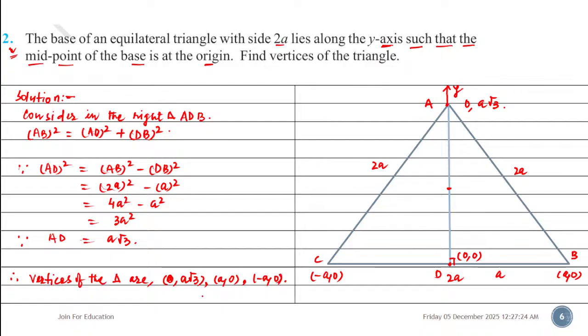So hope that there is no problem to understand the solution of this question.